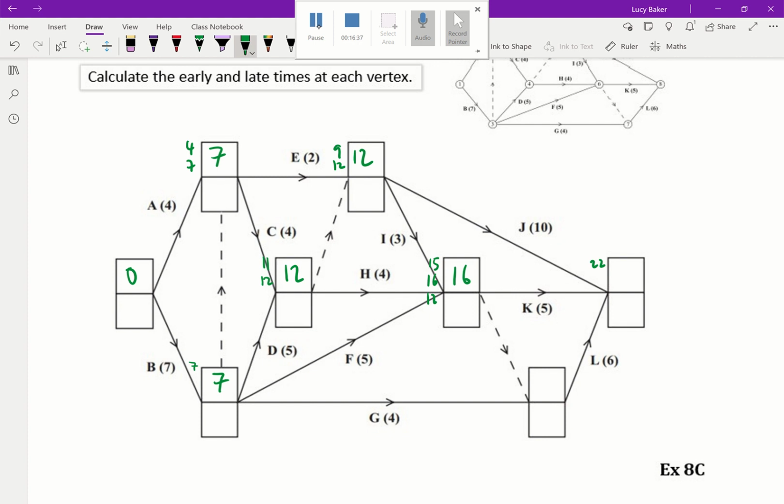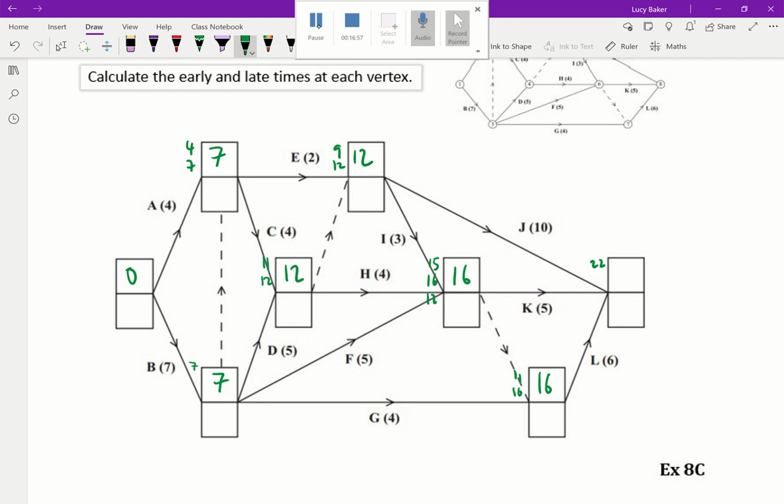7 plus 4 is 11. So this event over here must have an early time of 11. Oh no, it mustn't. It could be an 11, but I could also get there from this event over here flowing down the dummy line. So that would be 16. So this is actually 16 for the early time, this one.